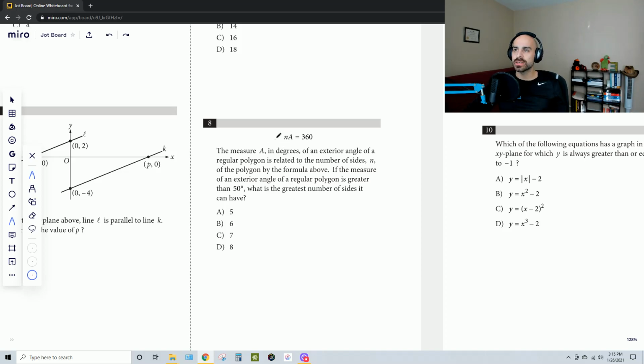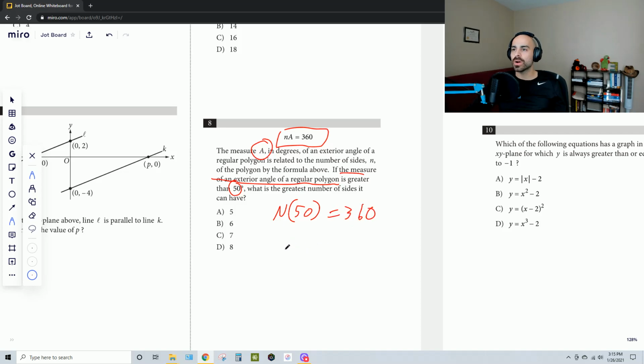And what they're essentially saying here is that we know that this is the formula for the measure of an exterior angle of a regular polygon, and notice how they break this up: measure A in degrees of an exterior angle, and n is the polygon sides, the number of sides. And then later on, this is where they talk about A, and what they're telling us here is that A now equals 50, and we can now rewrite this equation as n times 50 is equal to 360.